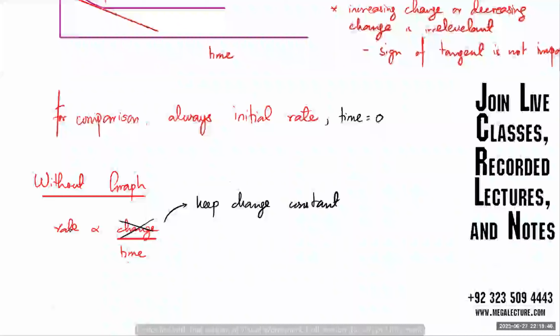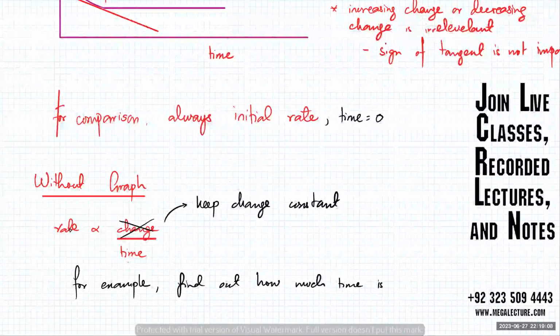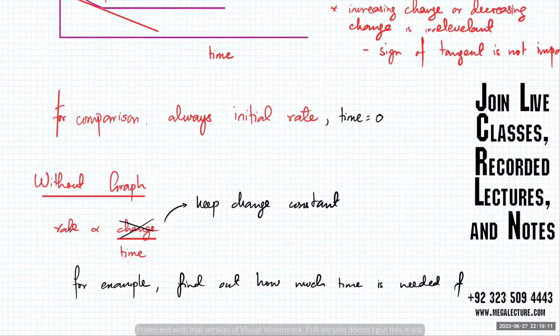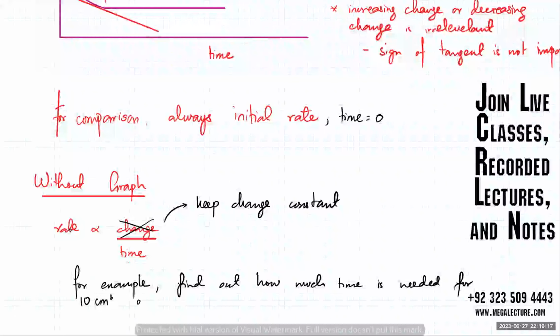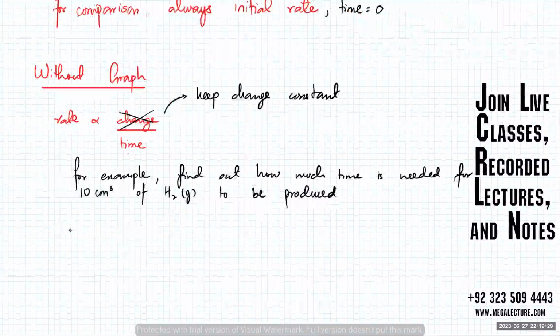Yep, it's clear. So for example, instead of plotting the volume of H2, what you can do is find out how much time is needed for, let's say, 10 cm cube of H2 gas to be produced.